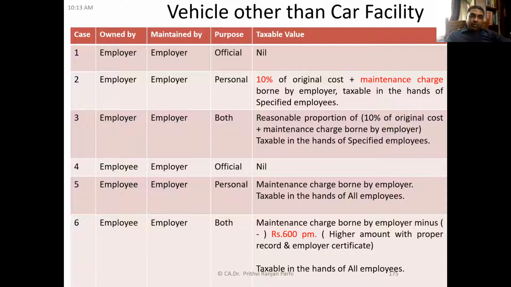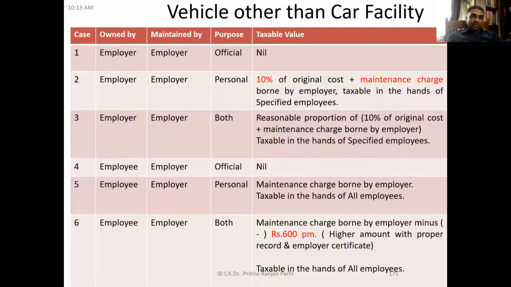But owned by employer, maintained by employer, for personal purpose. Since it's personal purpose, 10% of the original cost plus maintenance charges borne by the employer is taxable in the hands of specified employees. Here it is important that it is taxable in the hands of specified employees. Who are the specified employees, we had discussed in our previous sessions.